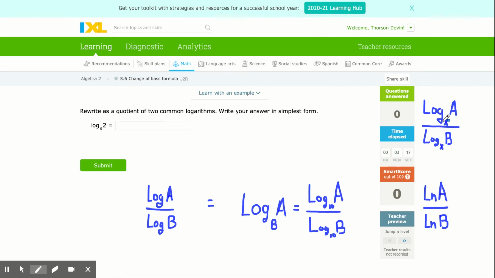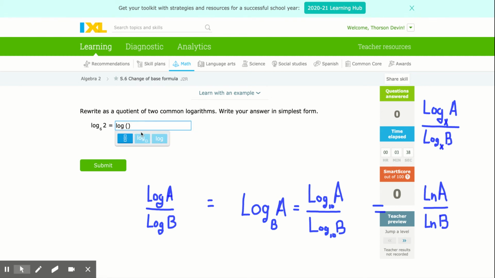So I could do log of any base I want. Log base 2 of A over log base 2 of B would be equal to this. All these expressions are equal. Ln of A over ln of B. So again, what you're going to do here is it's asking for the quotient of the common log. So you won't need to put a base on it.